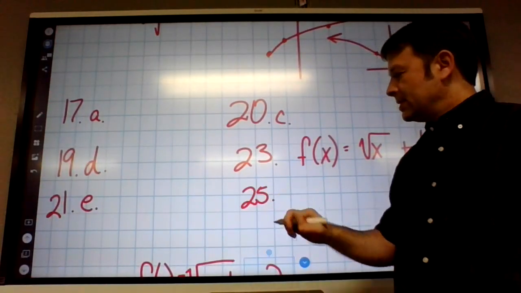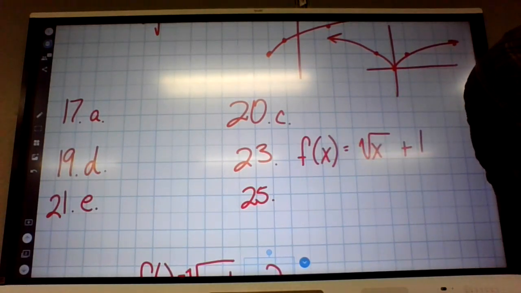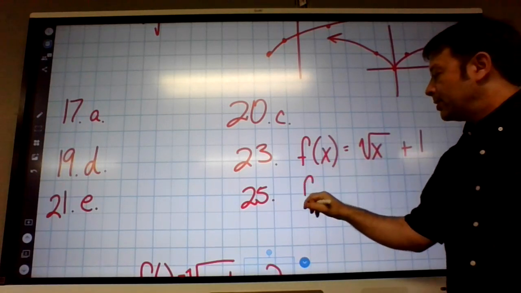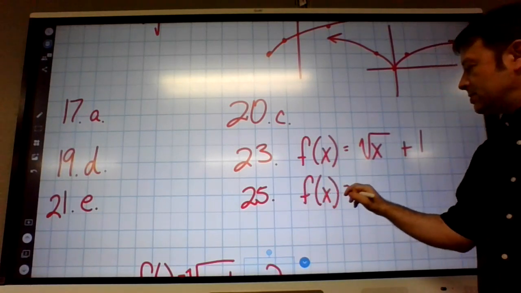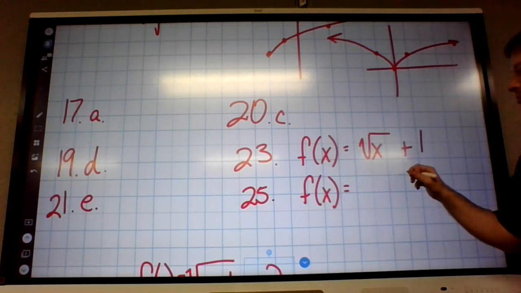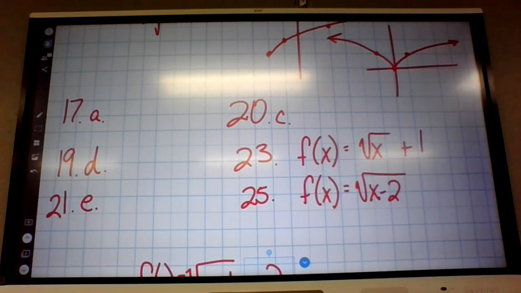25, almost done. We need to make it move 2 right and 2 down. So how do I make it move 2 to the right? Luke? Square root of x minus 2. Okay, minus 2 inside. Outside minus 2. And 2 down is minus 2 outside, yeah. 2 right, 2 down.